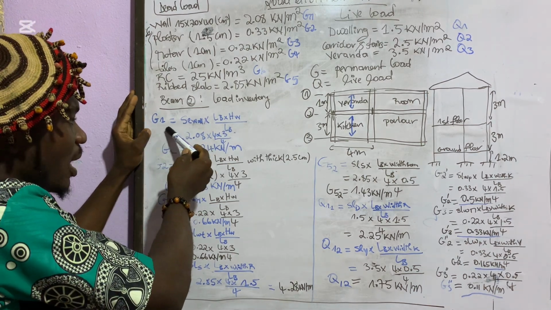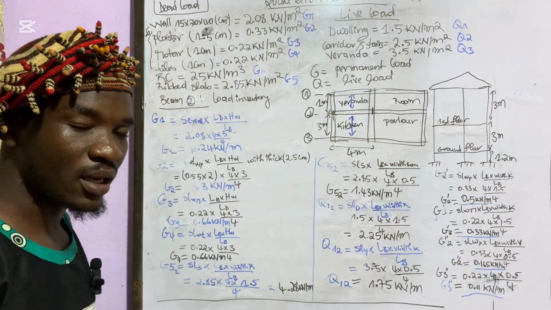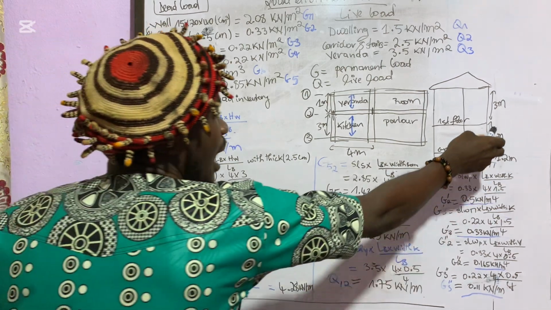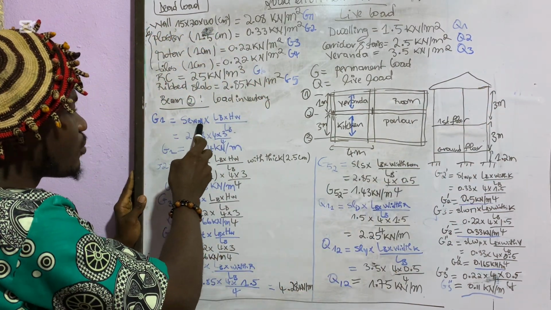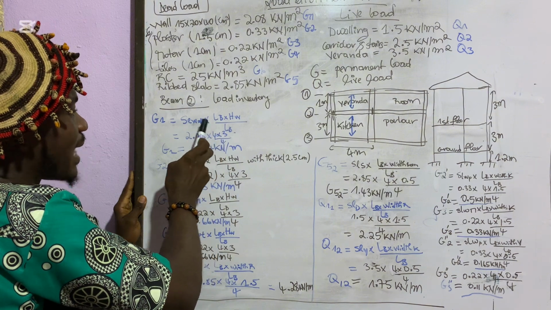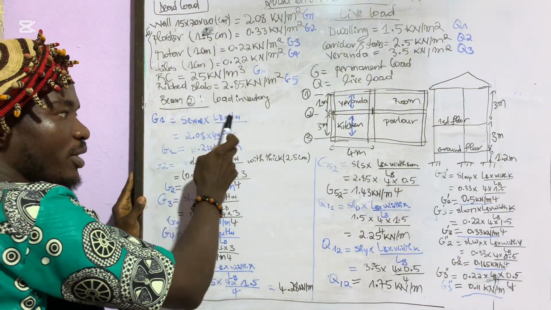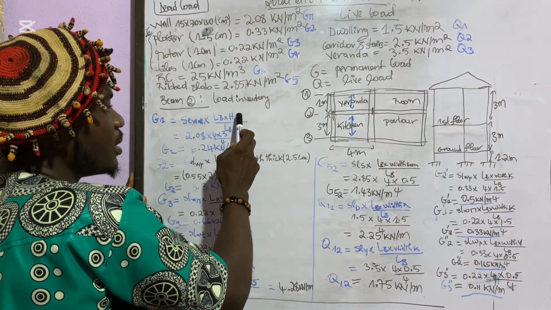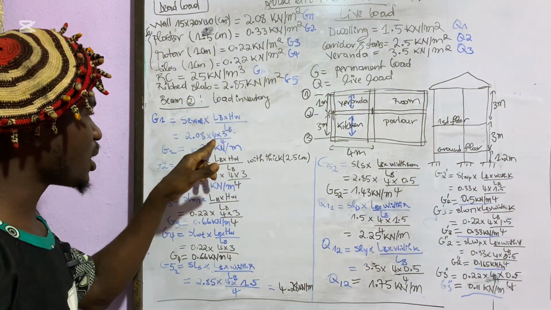We start here with the wall, finding G1, which is the permanent load of the wall, knowing the height of our wall, 3 meters high. We will have the self weight of our wall times the length of the beam, because we are analyzing this beam, times the height of the wall, divided by the length of the beam. This is the numerical application.